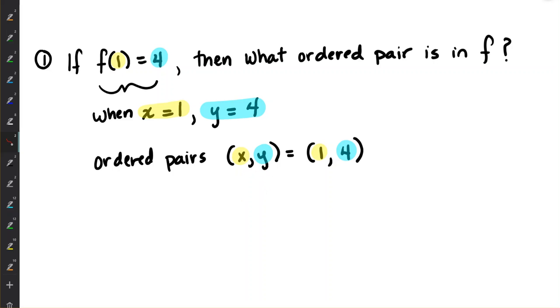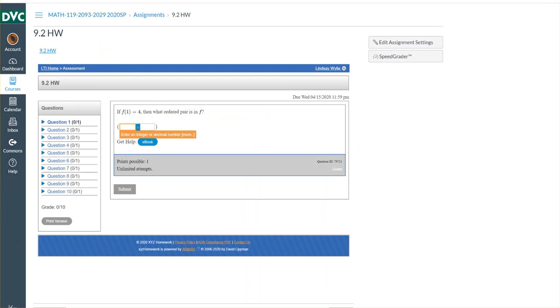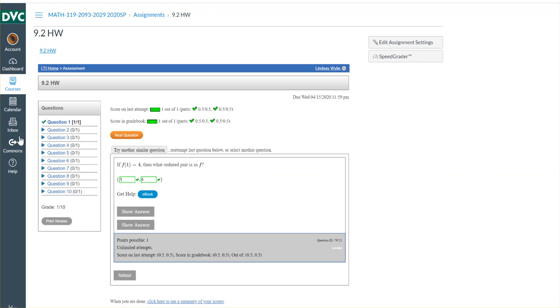Okay, so for now, we're just getting practice with the notation. The thing inside those parentheses is the x, and the whole f of that thing, that is the y value. F of 1 is 4 means that when x is 1, y equals 4. So I'm going to come and actually do this one with you guys. When x is 1, y is 4, and go ahead and submit.